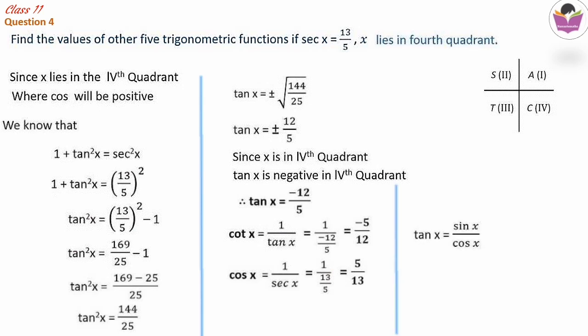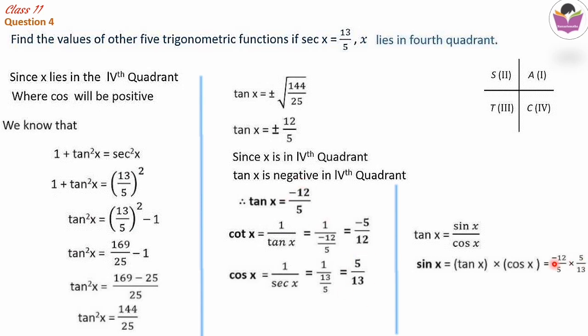Next, we will go for the formula tan x equal to sin x by cos x, because we know cos and tan, but sin we don't know. There is a relation between sin, cos and tan, that is tan x is equal to sin by cos. Then when you cross multiply, sin x is equal to cos x into tan x. The tan x value we know, that is minus 12 by 5, into cos x which we have already calculated, 5 by 13.